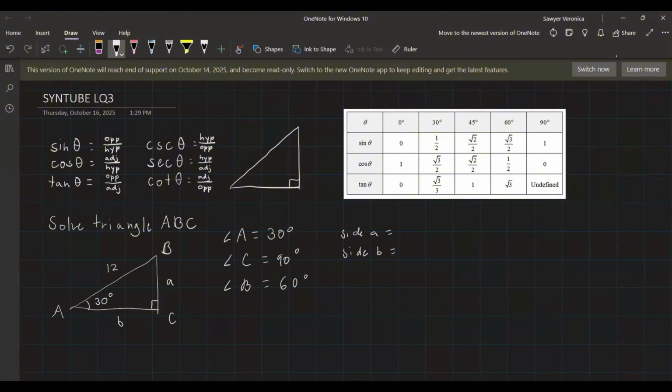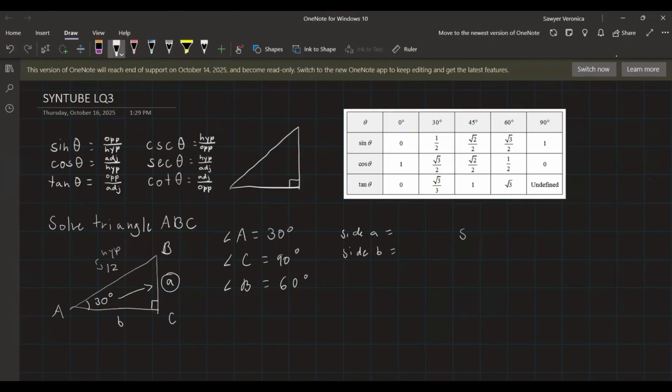Well, we're given one side, which is 12, the hypotenuse. And which functions have the hypotenuse? These are sine and cosine. So depending on which one we're looking for, we have to think about which function we're going to use. For side A, we would be using sine, because this is opposite the angle 30.